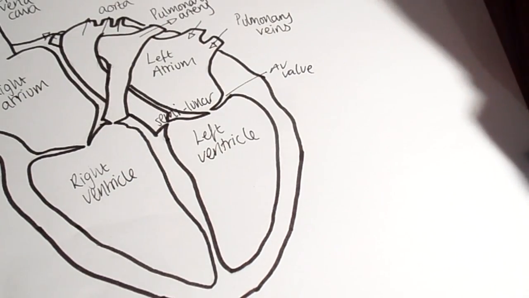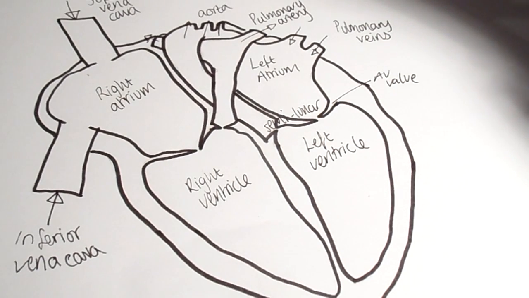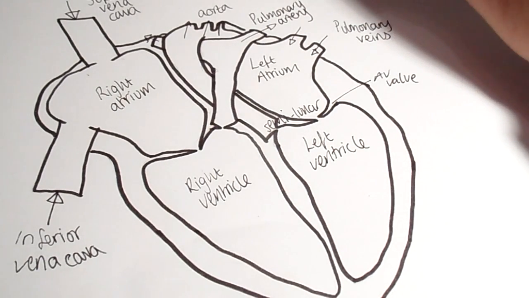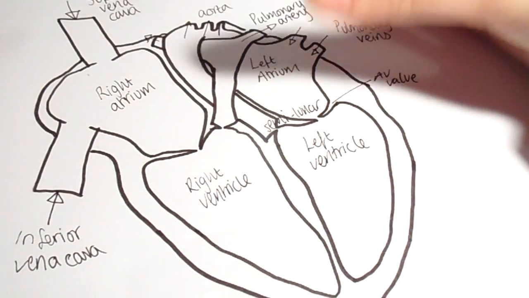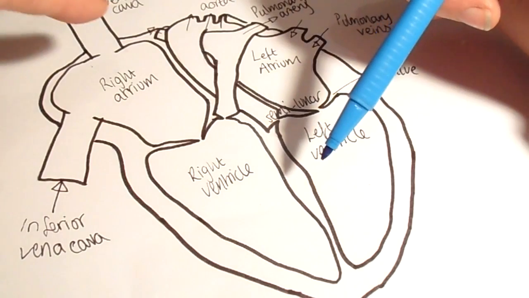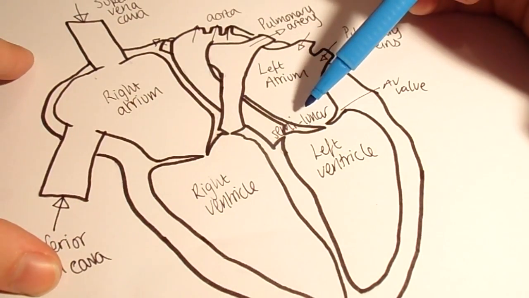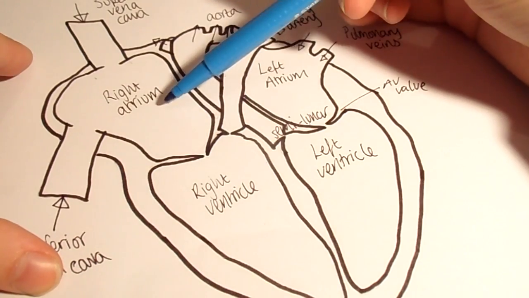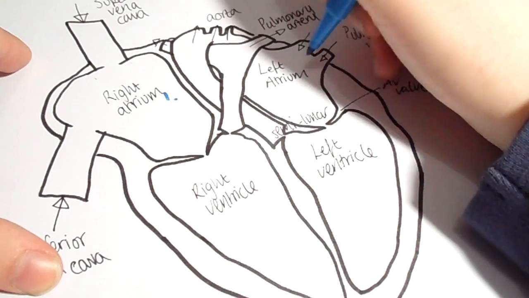So I'm going to number atrial systole with the blue pen. Atrial systole is when the heart is full of blood originally, and the bottom parts are relaxed, but at the start of the cycle both atria contract, so the blood passes down into the ventricles. So that's 1 and 1.